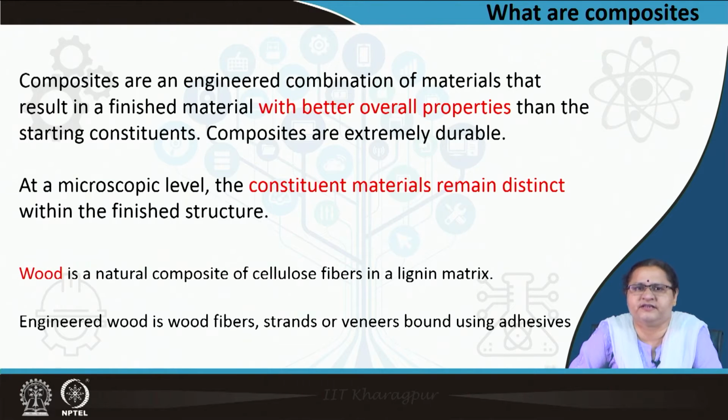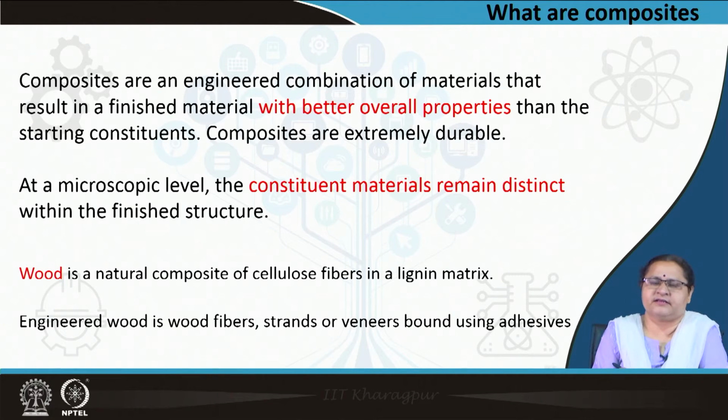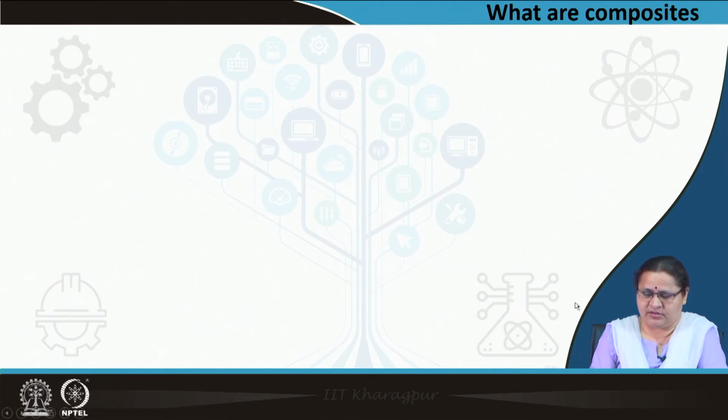And when we talk of engineered wood, yes, the natural wood is there, but small pieces of wood, or strands, or veneers in the case of plywood, are all added together using adhesive. So the adhesive becomes the binder, and the fibers or pieces are the wood pieces. So engineered wood is a man-made composite, whereas wood is a naturally occurring composite.